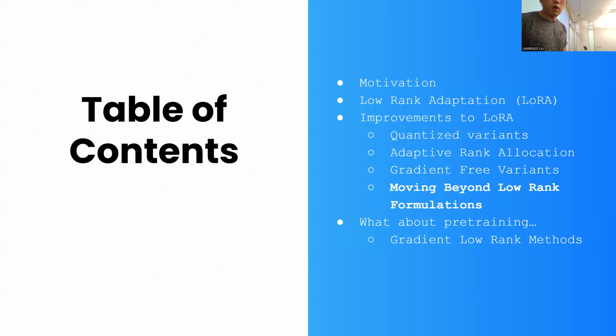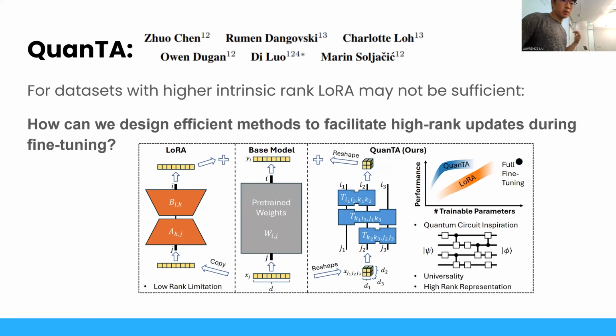Okay, so then the question becomes, can we explicitly move beyond low rank formulations? So this is what this paper Quanta proposes. Dee is actually a professor, just joined as a professor here.